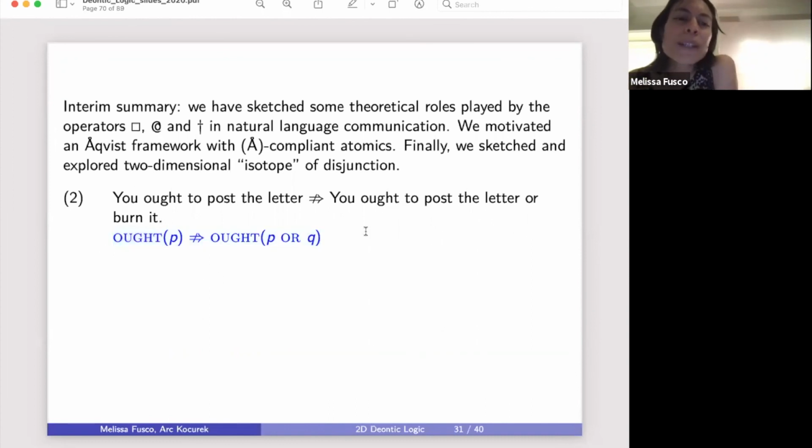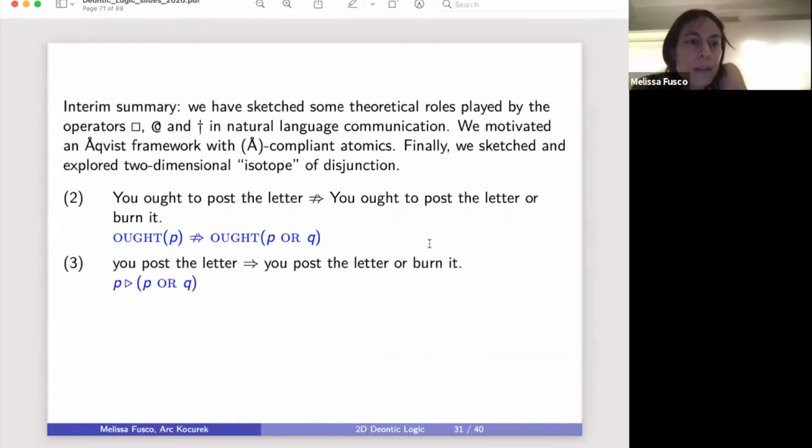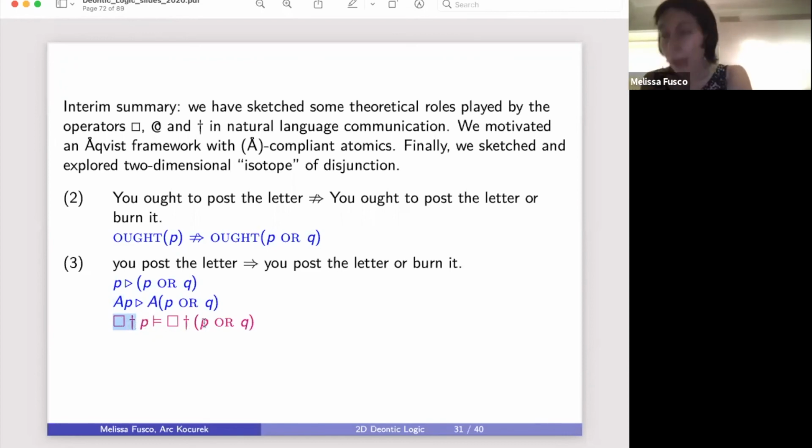It's going to take you from a world to worlds that world sees as ideal in some deontic sense. But I've now laid a framework where I can block this inference: from op P, you can't conclude op P or Q, for the same reason that it's going to be invalid to go from box P to box P or Q. But it will be a priori that or-introduction is valid. So from "you post the letter", you can conclude that you post the letter or burn it. This is an a priori consequence. We can write that as A P entails A, P or Q. And decomposing the A, that's just box dagger P entails box dagger, P or Q.